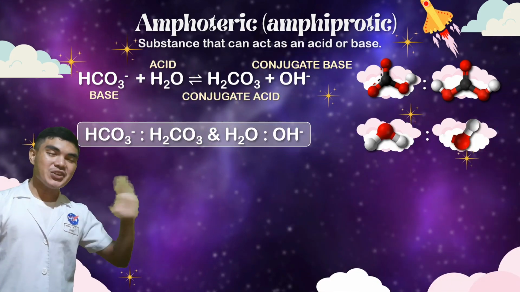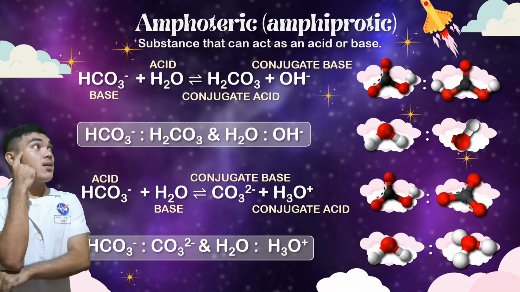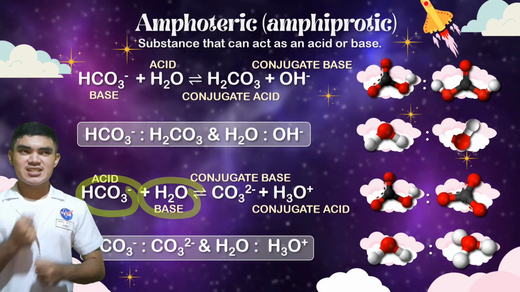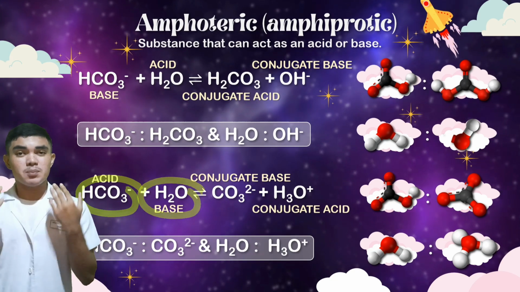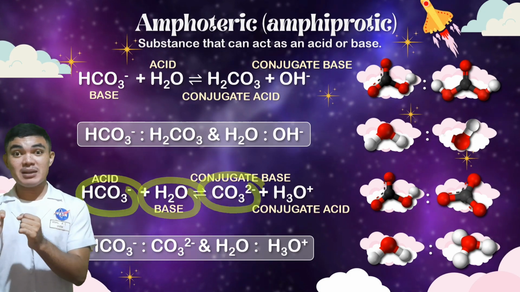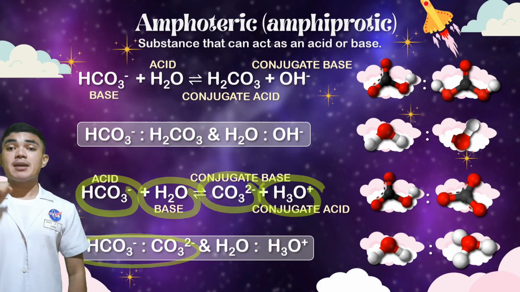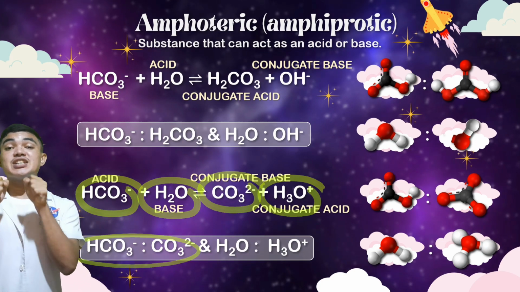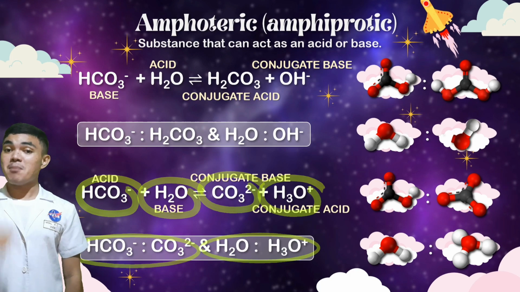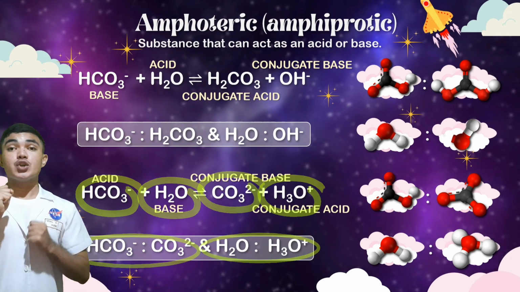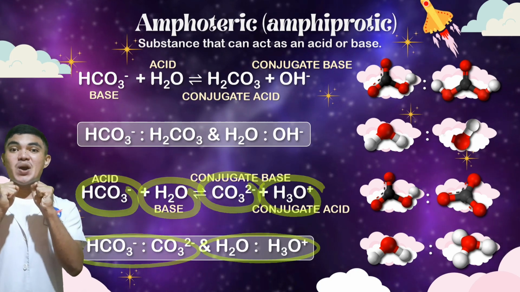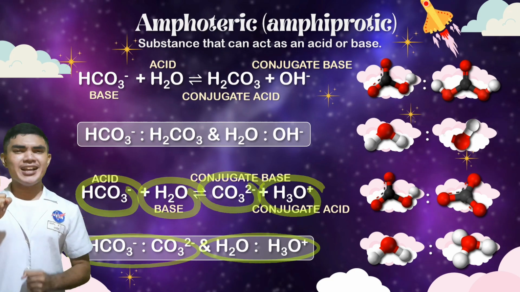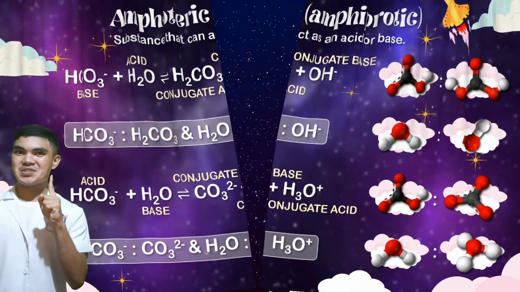But we're not yet done. What if we make HCO3 ion the acid, while water is the base? Well, this would be in equilibrium with the carbonate ion plus hydronium ion, wherein bicarbonate ion as the acid has a particular pair, carbonate ion, as the conjugate base, while water as the base has a particular pair, hydronium ion, as the conjugate acid, wherein it is evident that they differ by one proton, or one hydrogen ion.